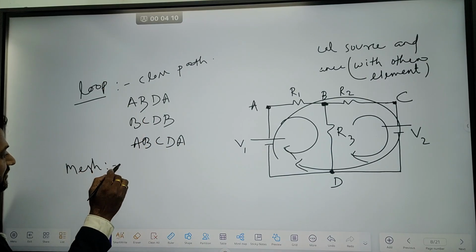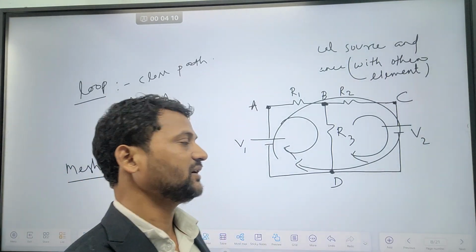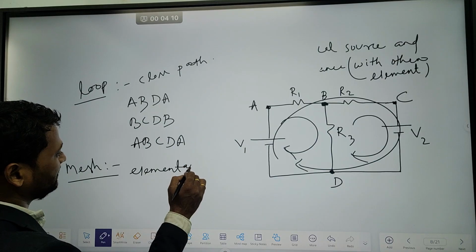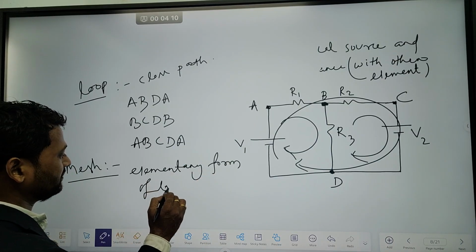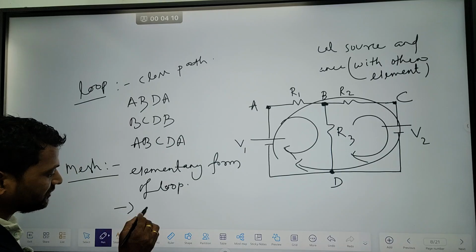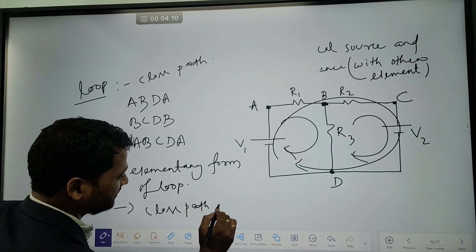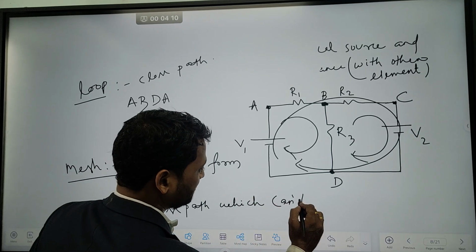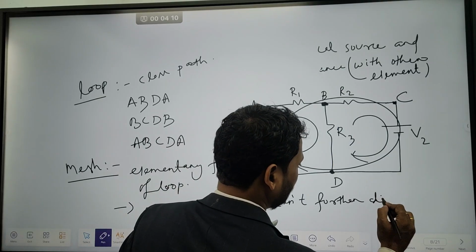And mesh क्या होता है? Mesh is the shortest form of loop which cannot be further divided. मतलब the elementary form of loop, you can say the elementary form of loop. मतलब it is a closed path. You can also write in this way, closed path which cannot be further divided. ये important point है, which cannot be further divided.